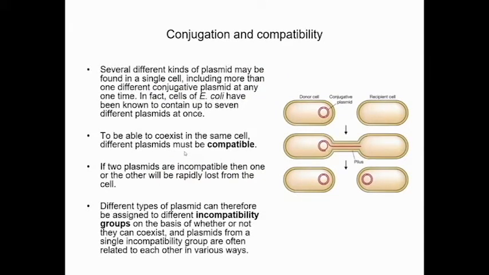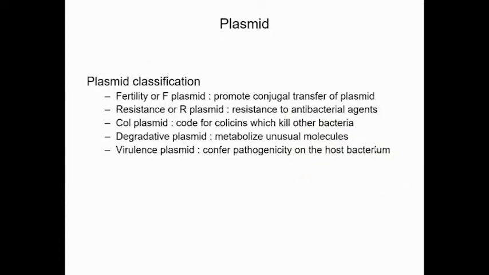And conjugation. So we explained this conjugation: basically, the cell has a conjugative plasmid, and then it can form a pilus and transfer and duplicate the DNA to the recipient cell. That's conjugation.